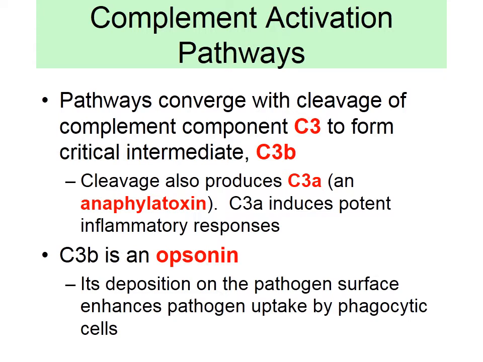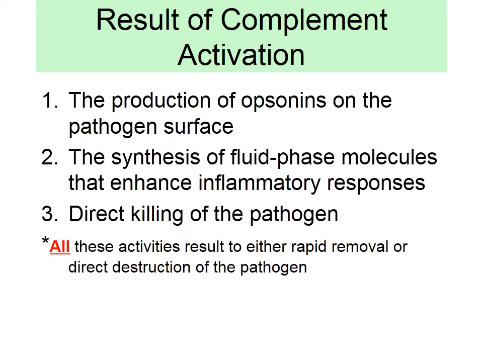Now, also keep in mind, as we discussed earlier, the last line of that cartoon: what is the result of complement activation? This figure shows at least the three major components of complement activation. Number one, the production of opsonin on the pathogen surface. Number two, the synthesis of fluid phase molecules that enhance the inflammatory response. And number three, direct killing of the pathogen, which we'll discuss in a while. So all these activities together will rapidly remove or directly destroy pathogens. So that's the defense mechanism.